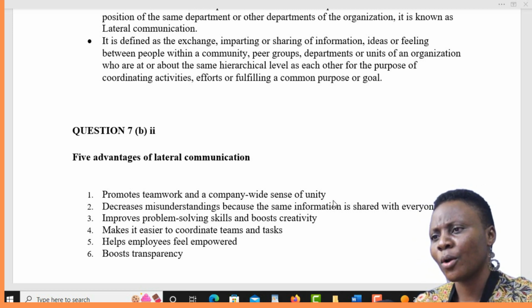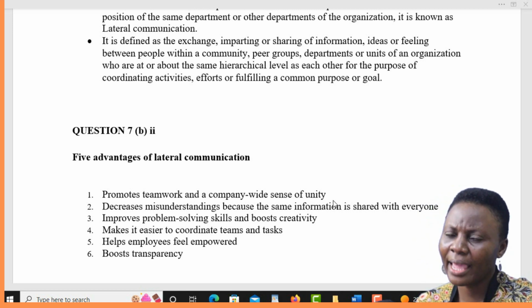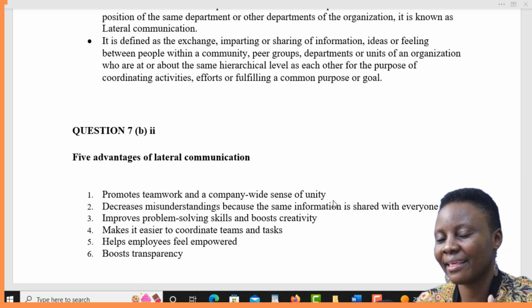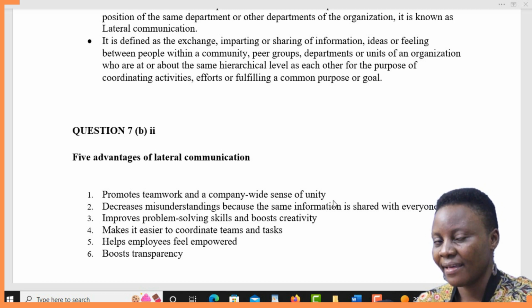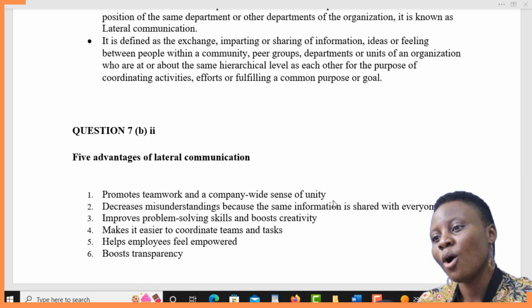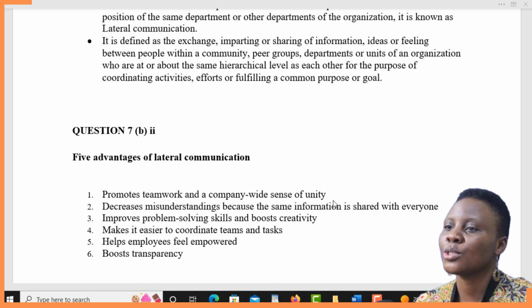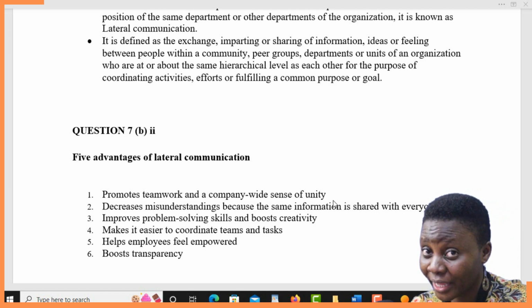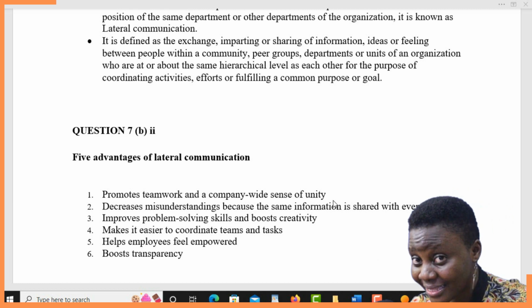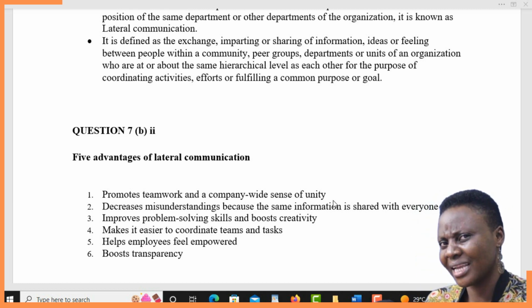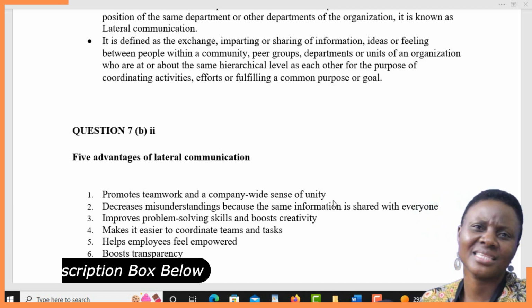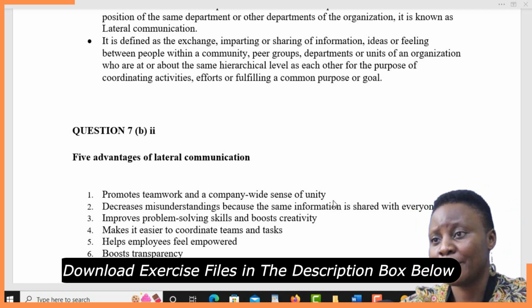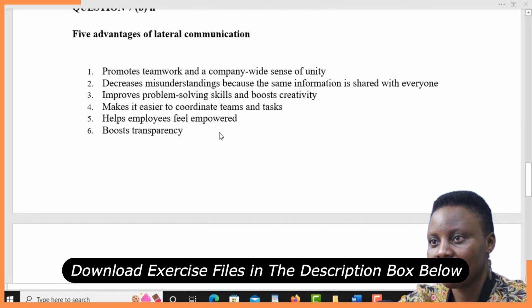And then also lateral communication empowers employees. Employees feel empowered because they have a sense of belonging. They've been given the right to communicate and interact with one another, which can empower them. And it also boosts transparency. Why? Because people are free to communicate with one another. There's nobody who does something in hiding. You can ask that person, and because of such one-on-one interaction, it brings about transparency. So that is 7B.